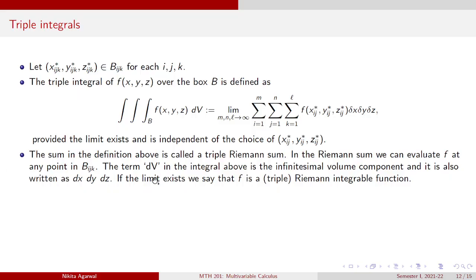The sum in the definition above is called a triple Riemann sum, and in the Riemann sum we can evaluate f at any point in the sub box. And the term dV, remember in double integrals we had dA. Now here we have dV, which is the infinitesimal volume component, and it is also written as dx dy dz. Now there are three variables, right? And if the limit exists, we say that f is triple Riemann integrable.